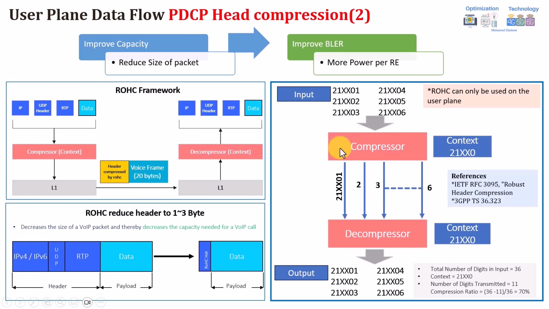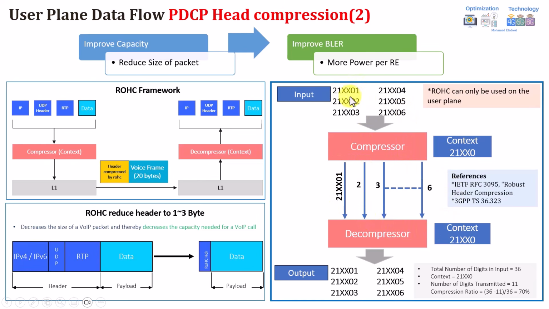Initially, the transmitter has these bits, assume 21xx01, 21xx02. So the compressor or transmitter will understand that there is a context here. It can be removed. For example, it will take out the bits 21xx. This will be the context, and it will just transmit the last bit here, which is 1, 2, 3, 4, 5, 6. So this is how it's being compressed.